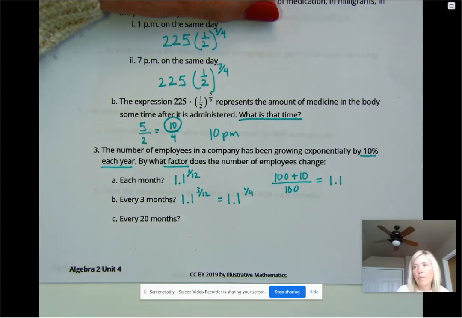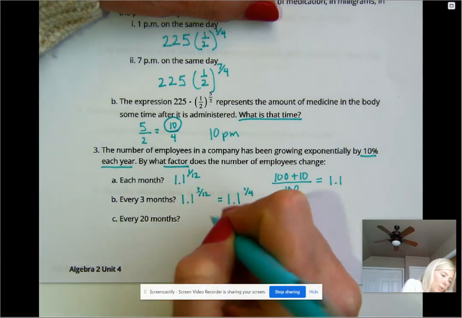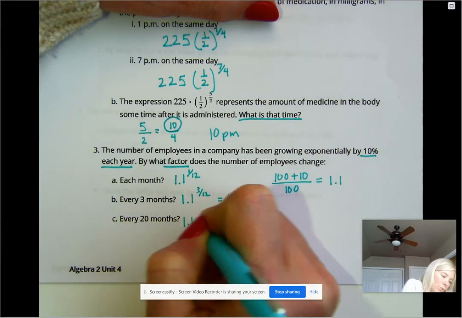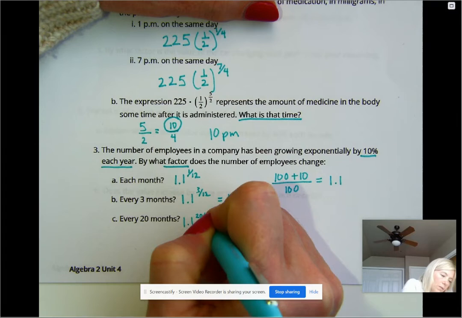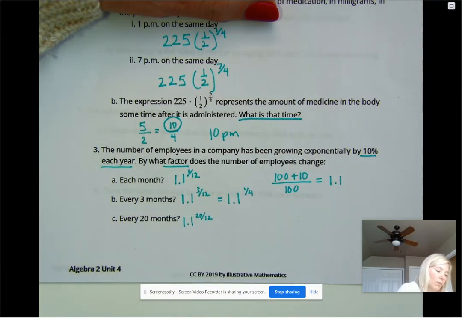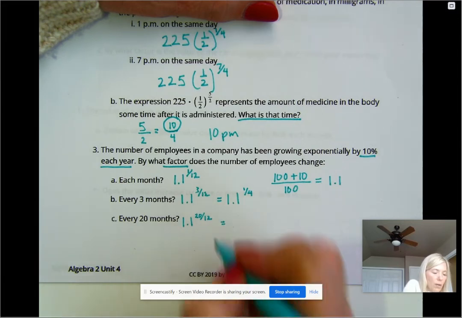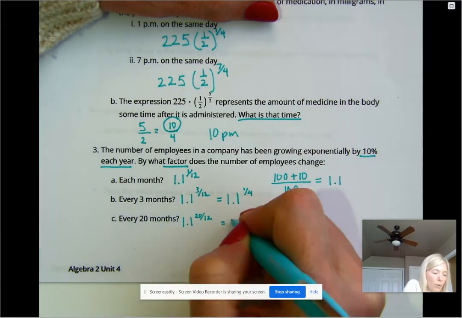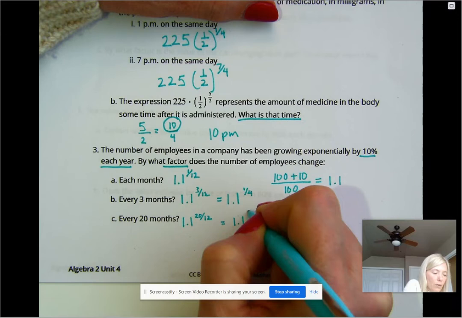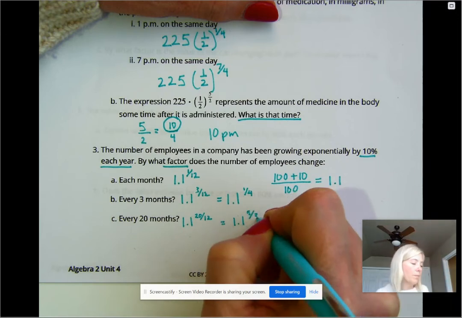So same thing, only we're going to have a larger fraction. So 1.1 to the 20/12. And you could certainly reduce that. 20/12 is equal to, let's see, divide by 4, 5/3. So it could be 1.1 to the 5/3. Any of those.